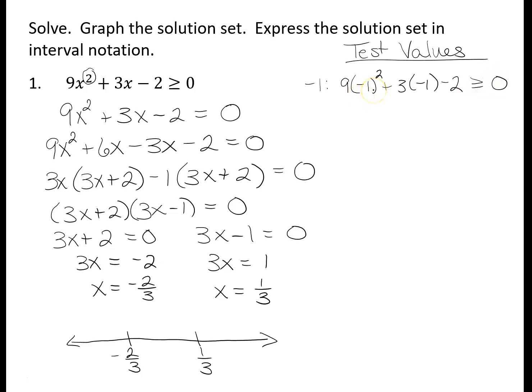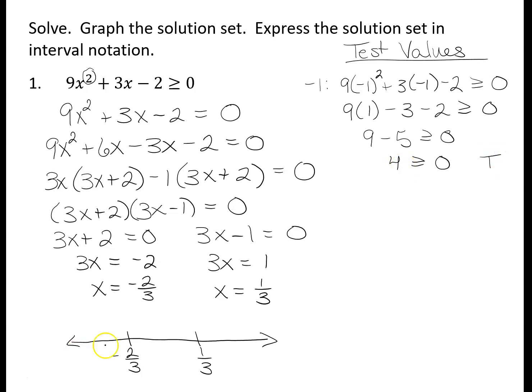And then you're going to calculate. So order of operations, exponent first, then multiply. 9 times 1 is 9. You could go ahead and combine -3 minus 2. And now 9 minus 5 will be 4. So it says 4 is greater than or equal to 0. And you're going to determine if that's true or false. And it is true. 4 is greater than 0. So we put a T for true.